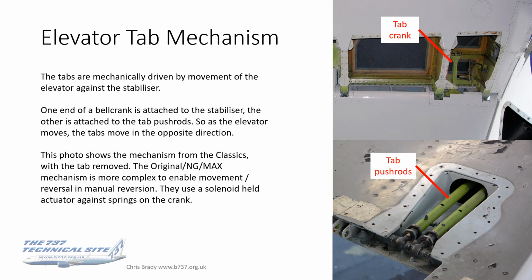Now these photos are actually taken on Classics, with the tab removed, as you can see on the bottom photo. On all of the other generations, the original NG and Max, the mechanism is more complicated to enable either a movement or reversal under manual reversion. Those systems use a solenoid-held actuator against springs on the crank. But the Classic was the easy one because the functionality is the same, come what may. So that was the easy one to show.